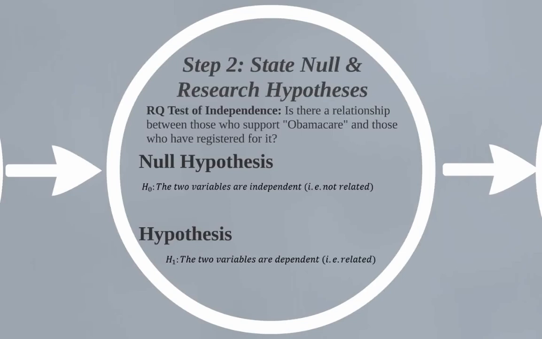Now, our research hypothesis is, of course, the opposite of that. This is the thing that we're trying to have evidence for. So our hypothesis is that the two variables are dependent, or they're related to one another, right?